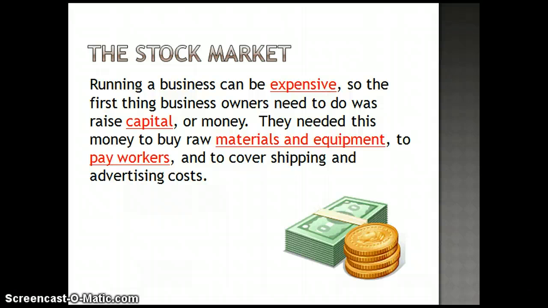Another thing that fueled the American economy was the stock market. Think back to industrialization when we spoke about big businesses and how running a business can be very expensive. The first thing a business owner needs to do is raise capital or money. They need this money to buy raw materials and equipment, to pay workers, to cover shipping, advertising costs, basically to pay for all of the expenses that a big business owner might face.